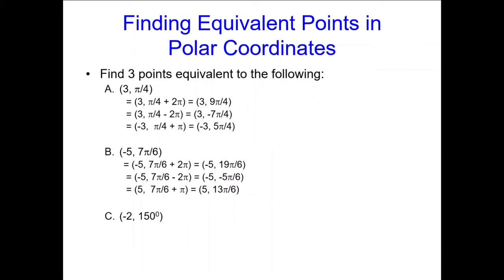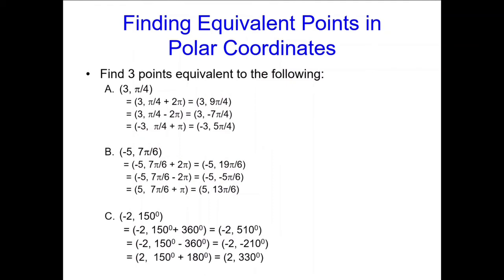So you might want to pause the video, see if you can try option C here. All right, so if you've tried that one, again, we can find the coterminal angle. Now that we're in degrees, we're going to add 360, or we could subtract 360, or we can take the r value and make it a positive 2 and add 180 degrees. We could subtract 180 degrees too. So there are actually an infinite number of options for our answers here.